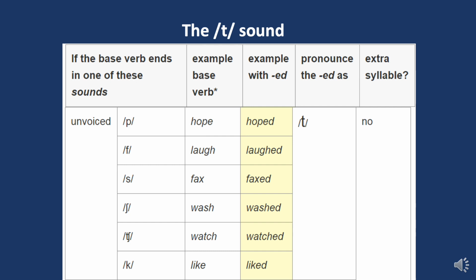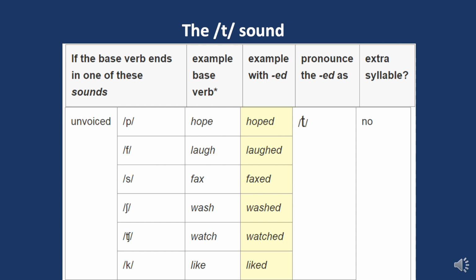S, sh, ch, k. Notice that none of those vibrated in your throat. Therefore, they're all going to take the T sound at the end. Notice that they also don't add an extra syllable. Let's go through some of the examples. The example base verb up top is hope. And notice in the past tense, it is hoped. Hopefully you can hear that T at the end. Notice, once again, there's no extra syllable.